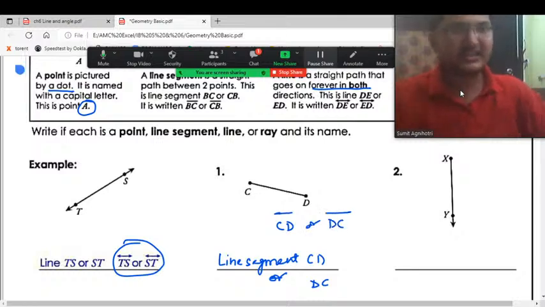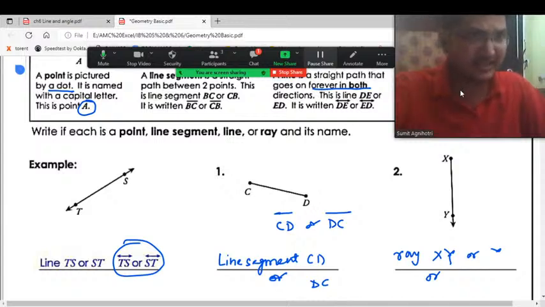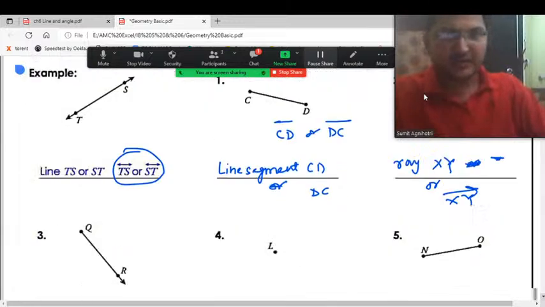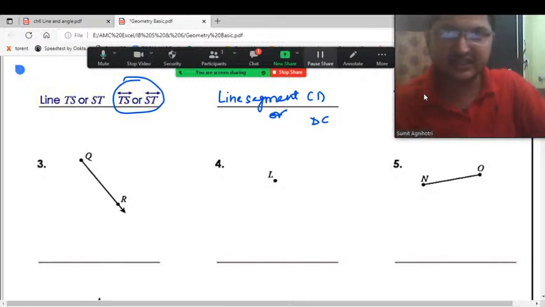What about XY? What will you call this? You will call this ray XY. You can't say ray YX to this, remember that. Why can't you say ray YX? Because this starts from X, and that's why the name starts with X, and you can name it XY ray. Now in the third question, what will you name this? You will name this QR ray.